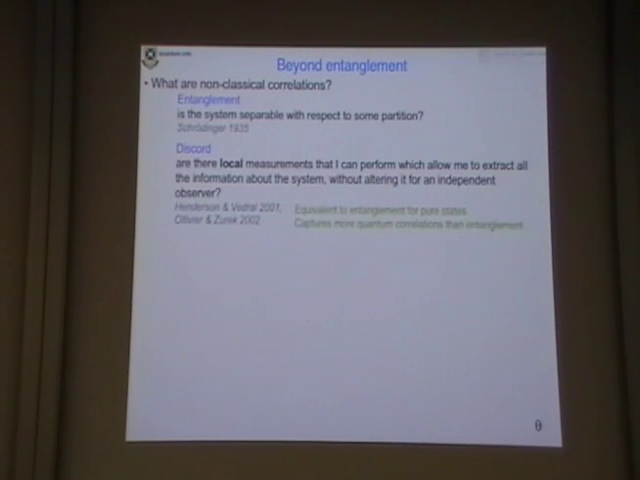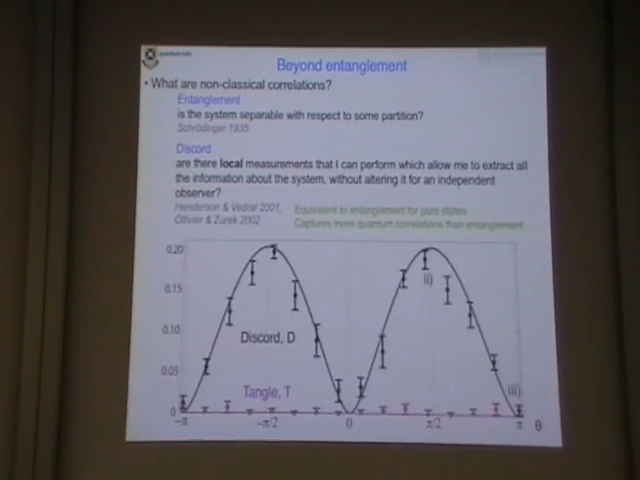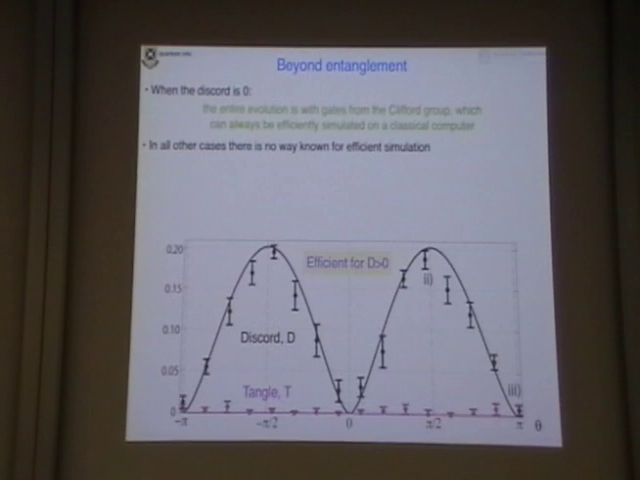If our particles are pure, that just collapses back onto entanglement. But if they're mixed, partially mixed, then that captures something more. And you can measure this quantity, the discord, and yes, you can see it varies. And it turns out that as long as the discord is non-zero, you can have an efficient quantum simulation, even with vanishingly small amounts of entanglement.